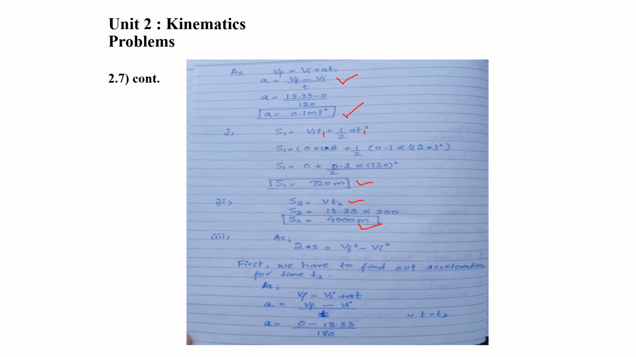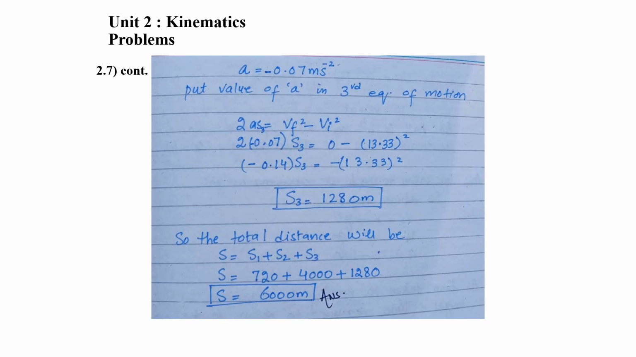Then for the third time we have to write the equation 2as is equal to Vf square minus Vi square. First we have to find out the acceleration for time t3, because it is not given. So again we will use the first equation of motion for that. Vf is equal to Vi plus At, A is equal to Vf minus Vi over t, or A is equal to 0 minus 13.33 divided by 180, right? We use the first equation of motion to put the values in the third equation of motion. Now we get the acceleration, that is the retardation, A equal to minus 0.07 meter per second square.